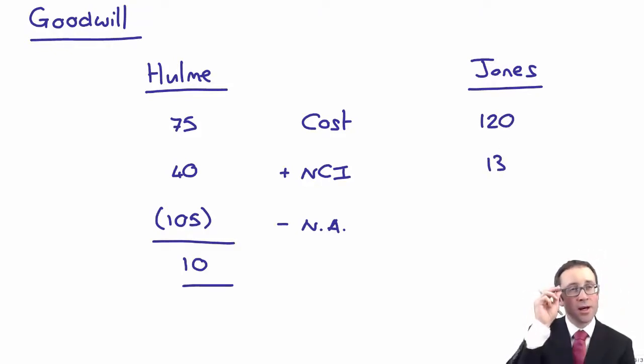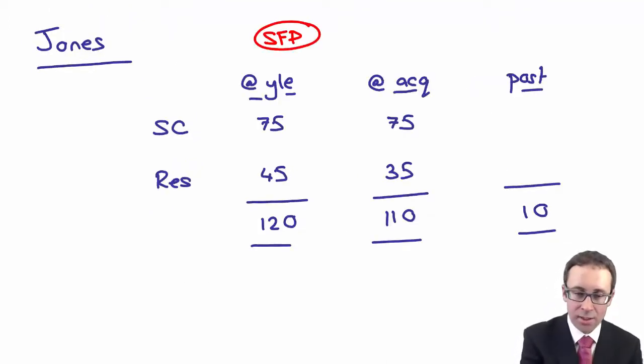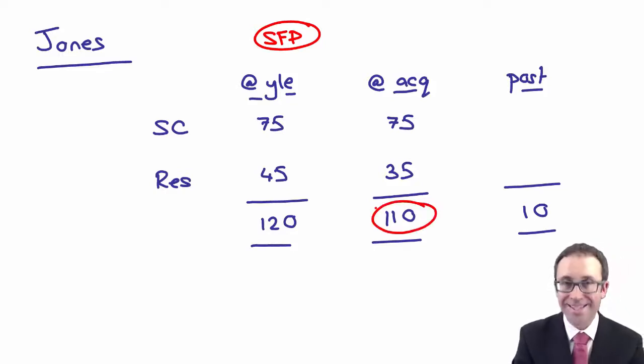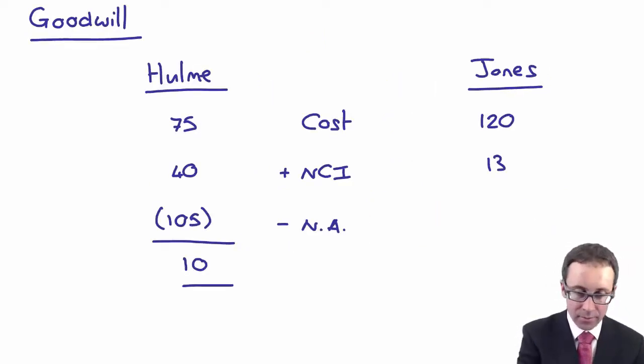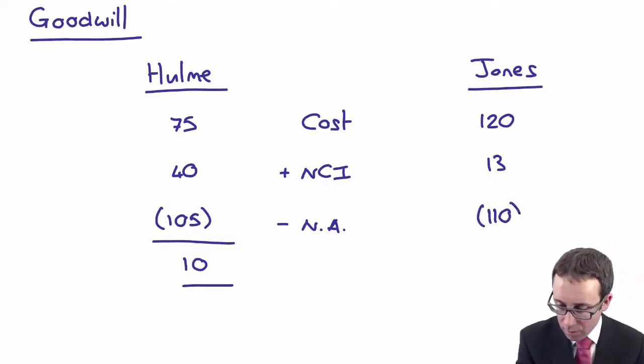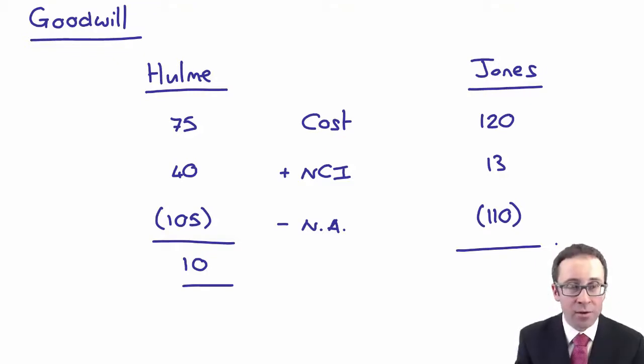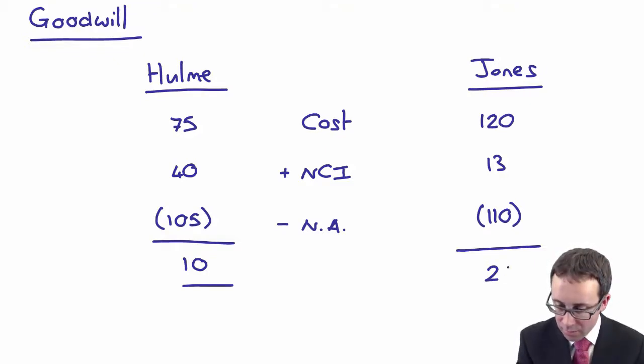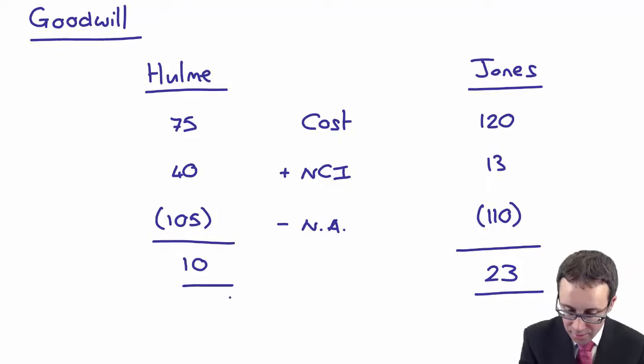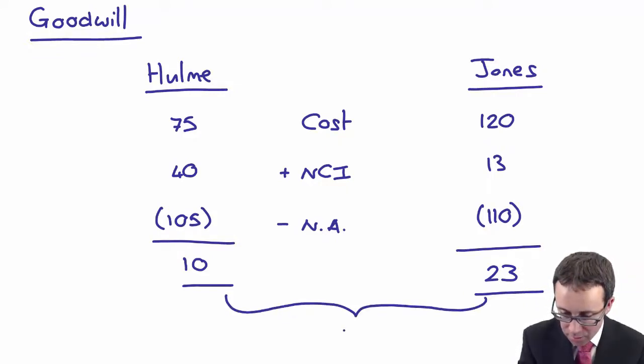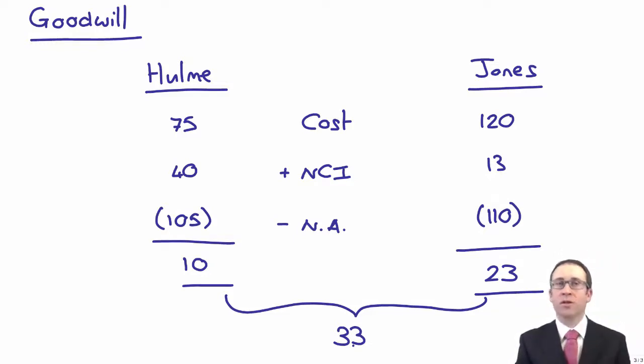So cost 120, NCI 13. Yeah, I can hear you scurrying back in your pages to look at the net assets, which are there. Is it 110, isn't it? 110. Totaling that up, does that give you goodwill of 23? And when you total the two up, that gives you 33, which will appear on your consolidated statement of financial position, won't it? Okay.